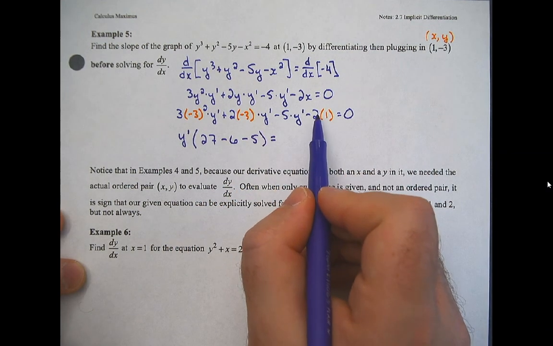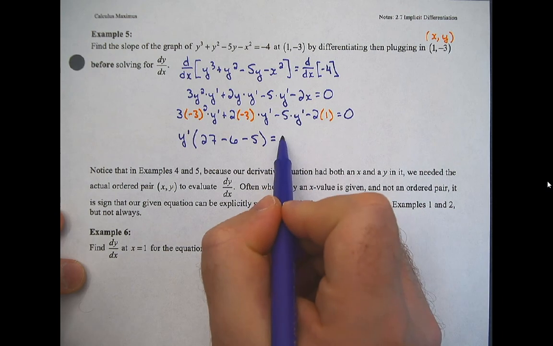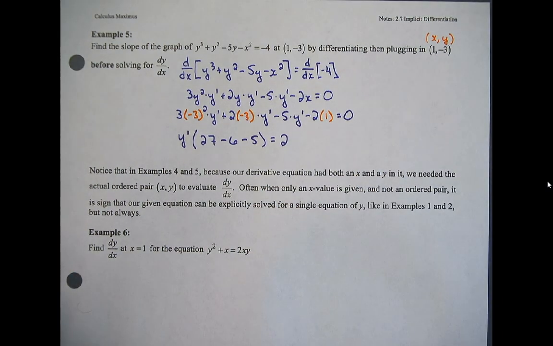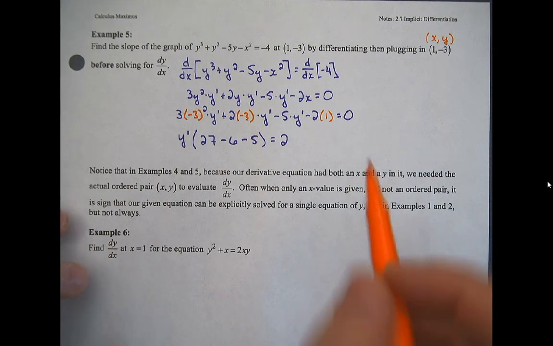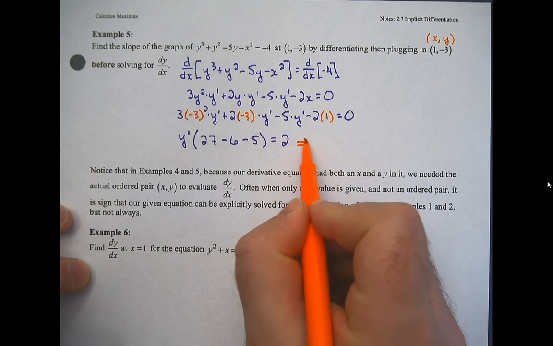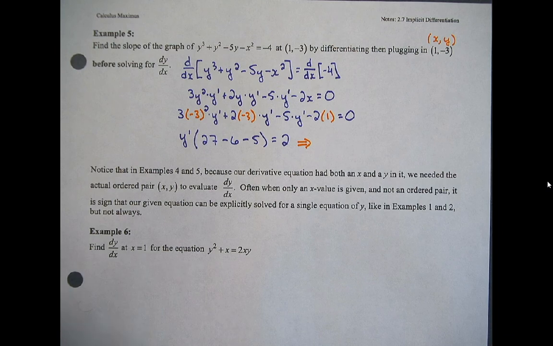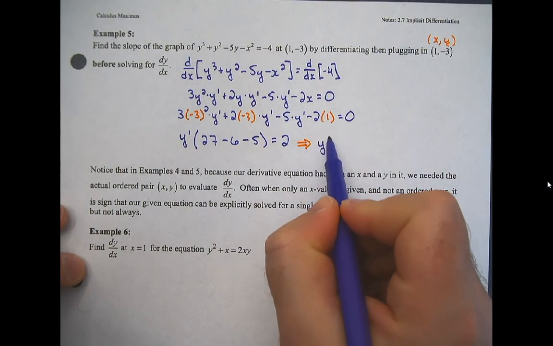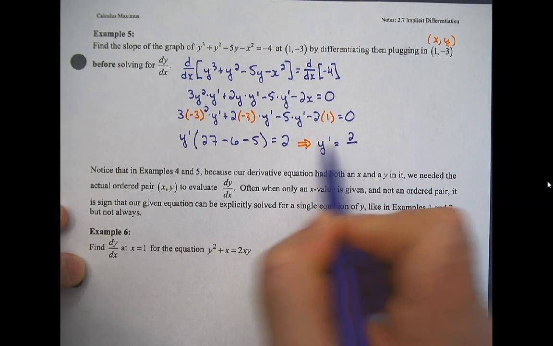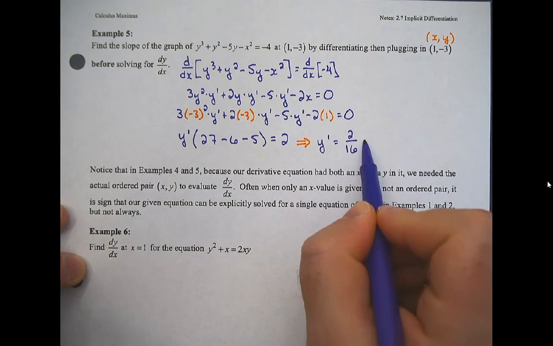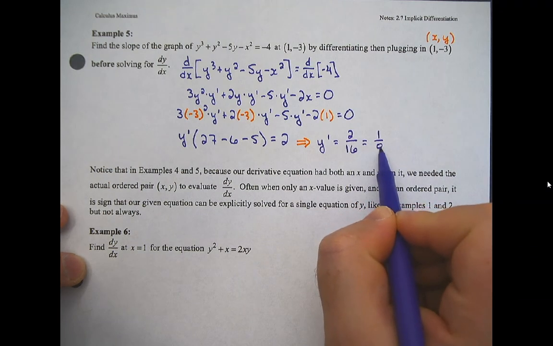And then I'm going to take this negative 2 and bump it to the other side. And what do you notice? We're in the same boat that we were last time. So I would get y prime equals 2 over 16, which equals 1/8.